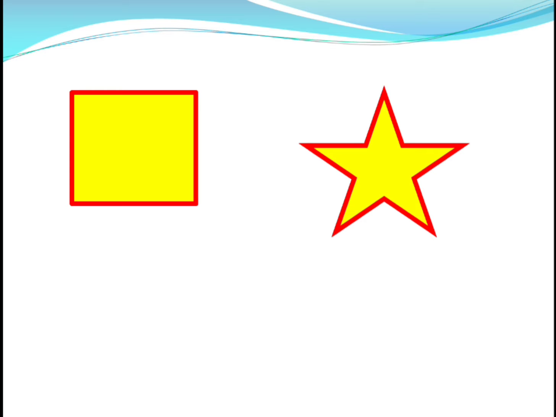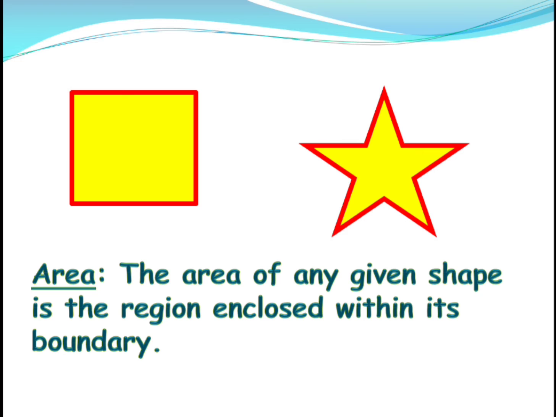The definition of area goes like this: the area of any given shape is the region enclosed in its boundary. That is area. So write this definition in your classwork and please learn it, children. Now let's see the sums in this.